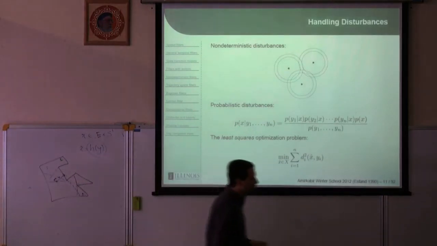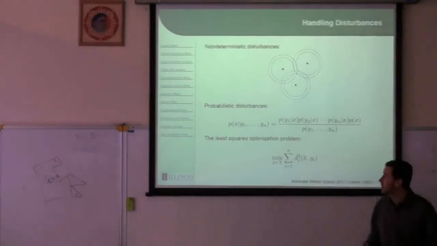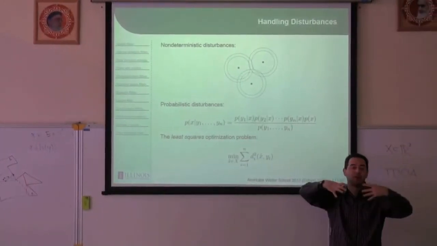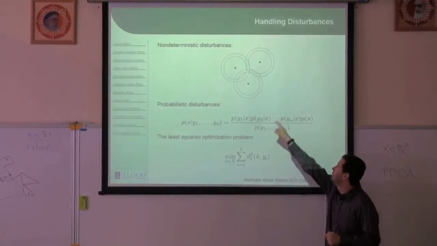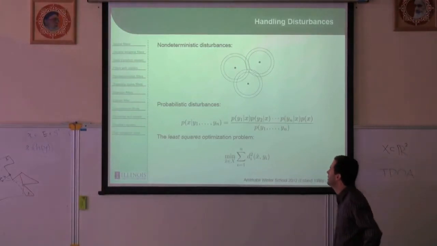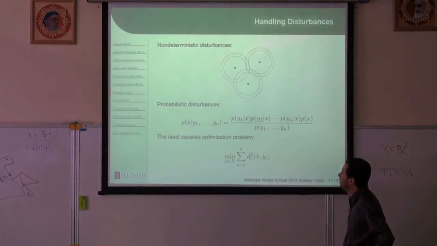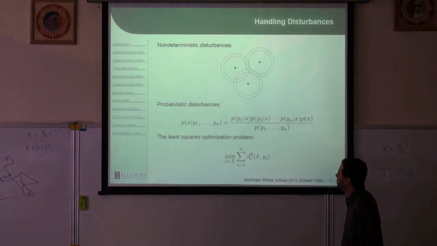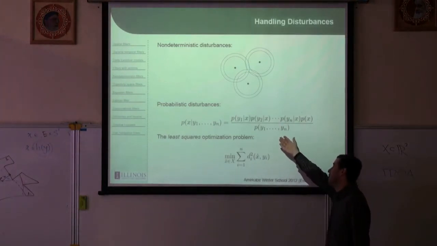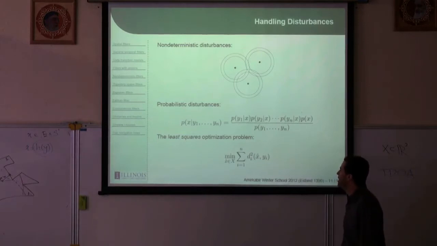So we could have non-deterministic disturbances. In that case, I imagine the pre-images are getting thicker, right? So they get a little bit fatter here, and we end up with this. And in the case of probabilistic disturbances, we can write an expression like this, where we use Bayes' rule.